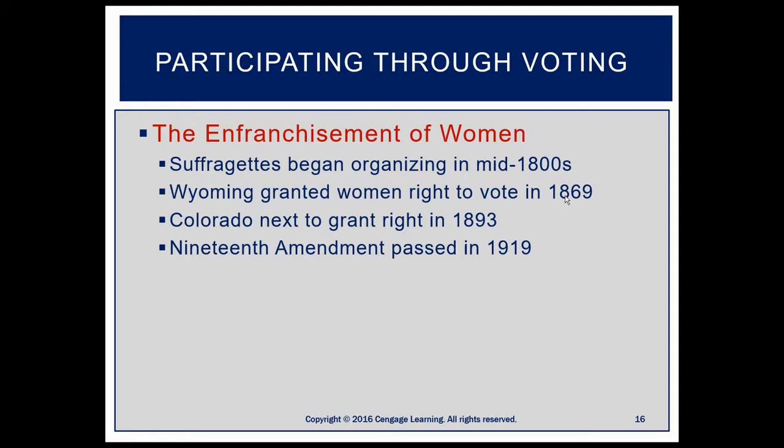Colorado was next to grant that right in 1893, and finally in 1919, the 19th Amendment was passed, and it was ratified in 1920, and women had the right to vote in the 1920 presidential election for the first time nationwide. Like I said, there were some states that allowed it. Montana had already allowed it, and by the time the 19th Amendment was passed, Montana had a woman in the House of Representatives.